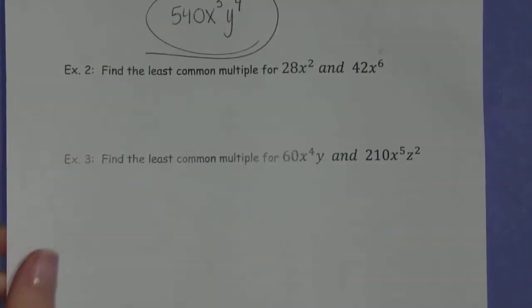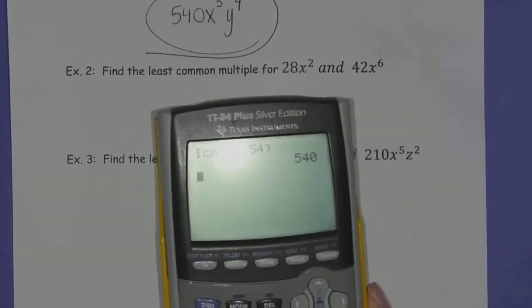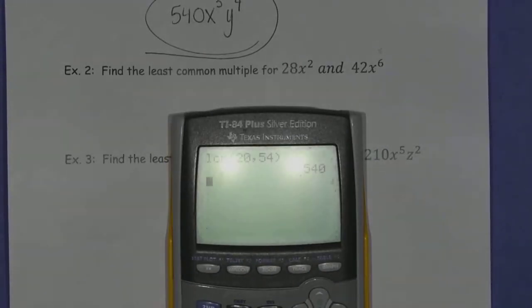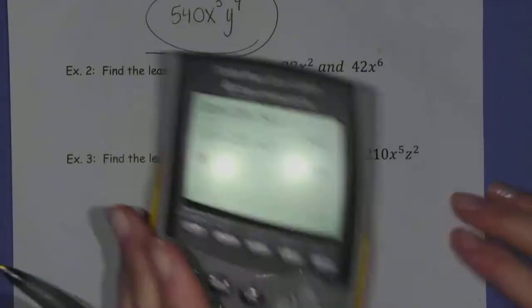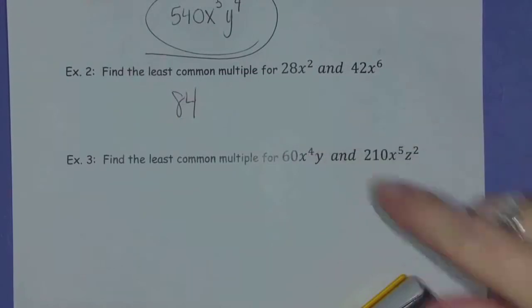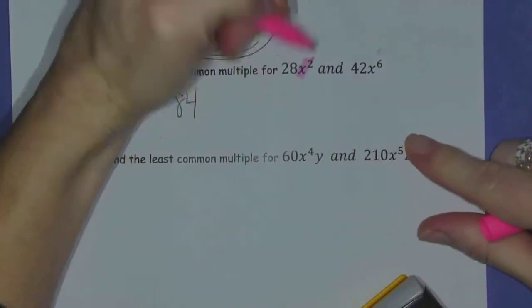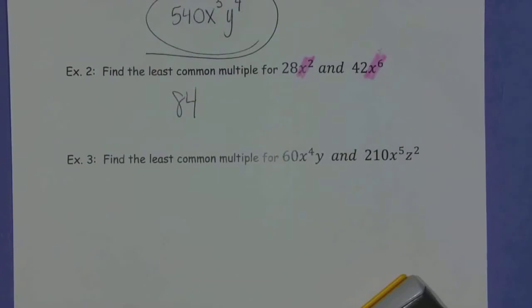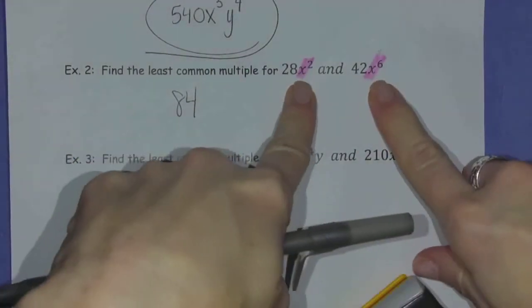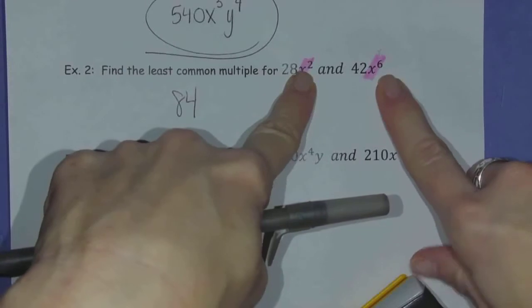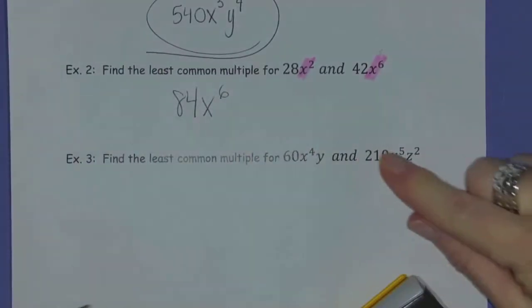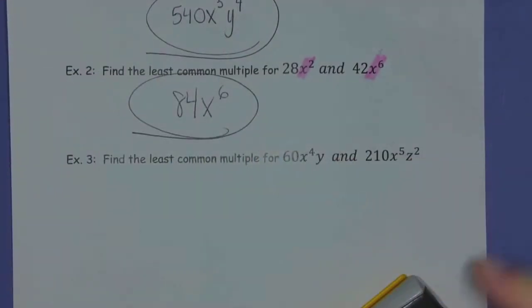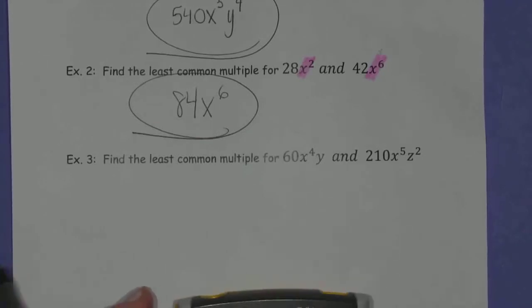Let's go to the next one. Find the least common multiple. Okay, 4, 28, and 42. So math, num, 8, 28, comma, 42. I'm getting 84. Sorry for the glare. And the variable part. We've got an x squared, x to the 6th. Think common denominator. We can grow an x squared to become an x to the 6th, so this is what they can have in common.